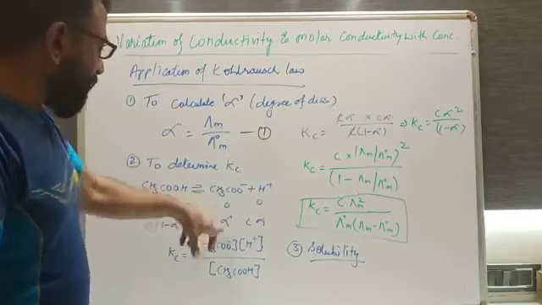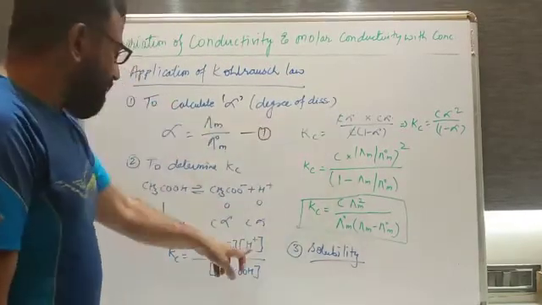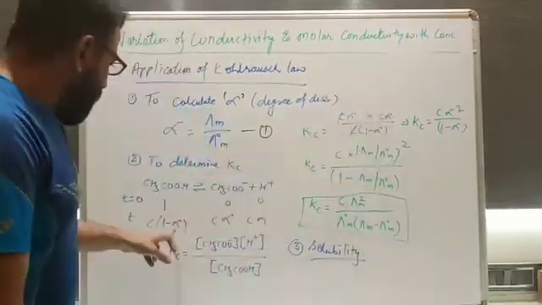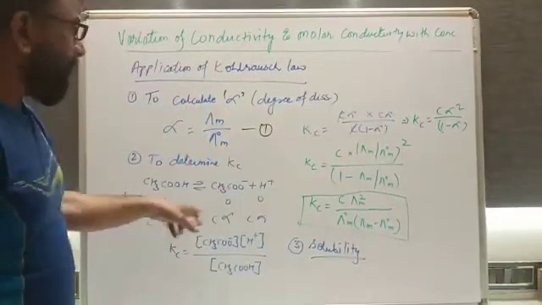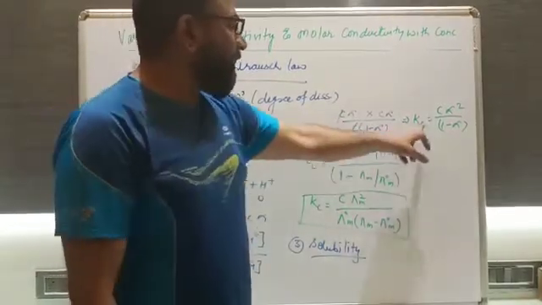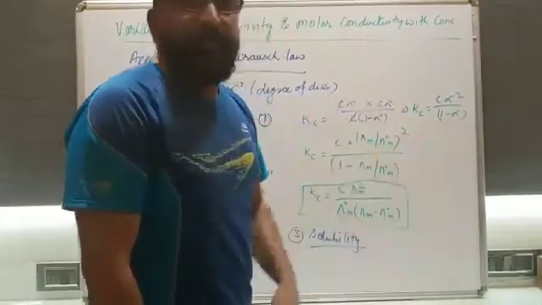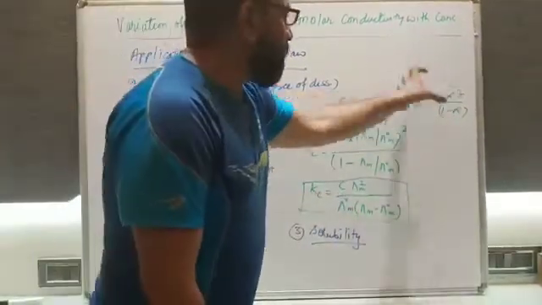So there is no need to describe it. We have to substitute all these values. Instead of CH3COO minus, C alpha. Instead of H plus, C alpha. Instead of CH3COOH, C into 1 minus alpha. Okay, the C is cancelled. Then what is the final formula? Kc is equal to C alpha square divided by 1 minus alpha. Is it clear?